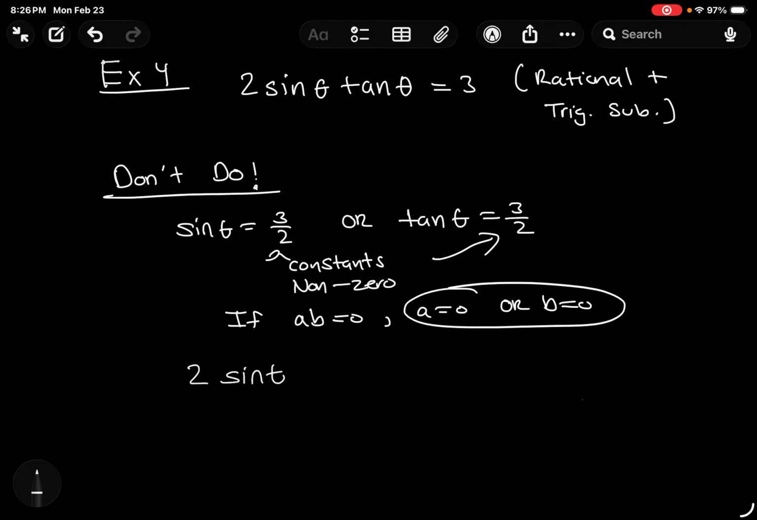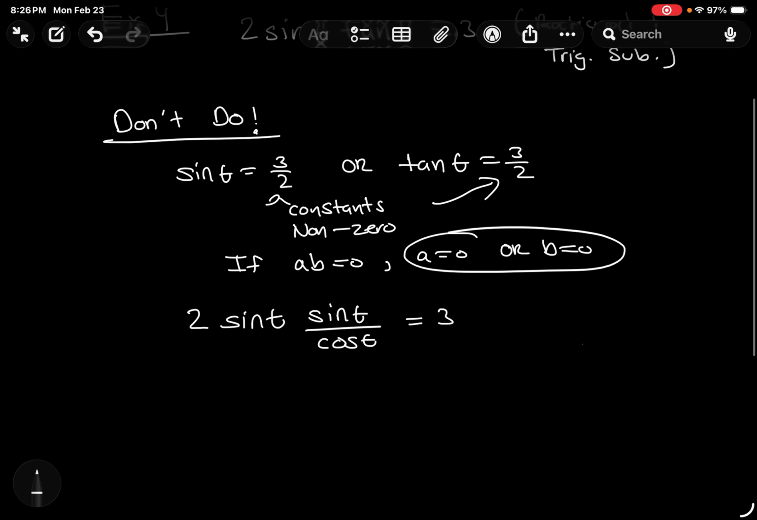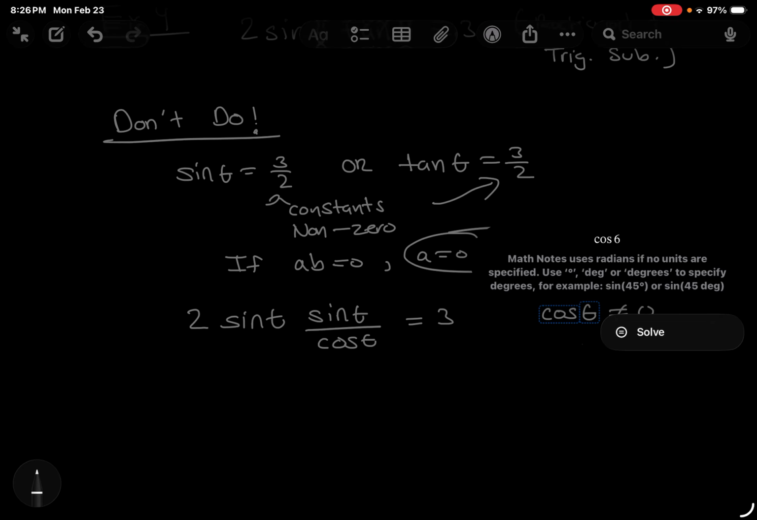Let's substitute tangent as sine theta over cosine theta, your quotient identity. As soon as we do that, you can recognize that there is a rational function here. Whenever we're dealing with rational functions, we need to state our restriction. Cosine theta can't equal 0, because you would be dividing by 0.